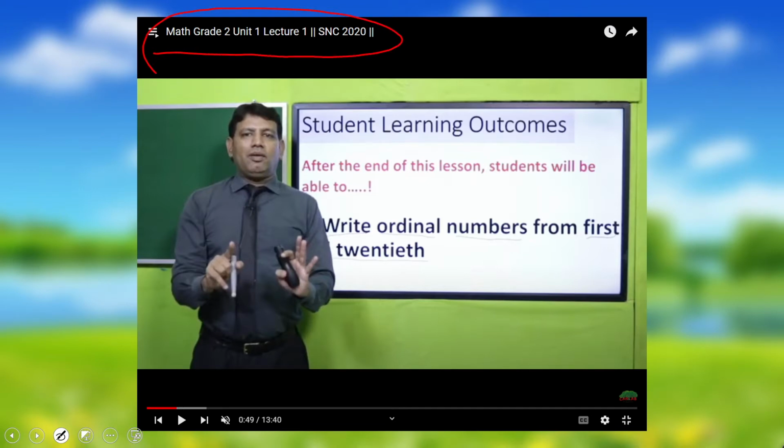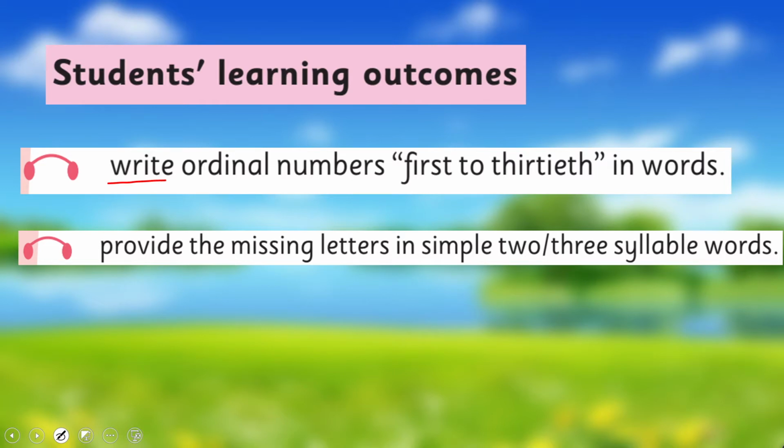And today we are going to learn further to write ordinal numbers 1st to 30th in words and provide the missing letters in simple 2 or 3 syllable words. These are our today's SLOs.